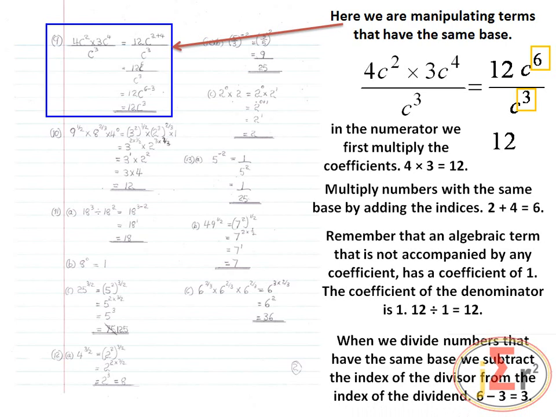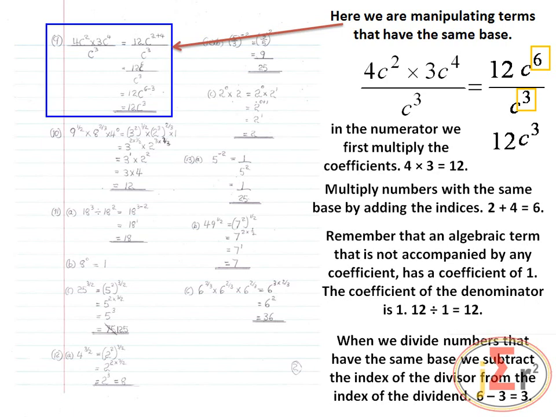When we divide numbers that have the same base, we subtract the index of the divisor from the index of the dividend. 6 minus 3 is equal to 3. We have it right there, 6 minus 3 is equal to 3, because the index of the divisor is 3 and the index of the dividend is 6. We intend to subtract the index of the divisor from the index of the dividend. 6 minus 3 is equal to 3, and the base will return as it is.